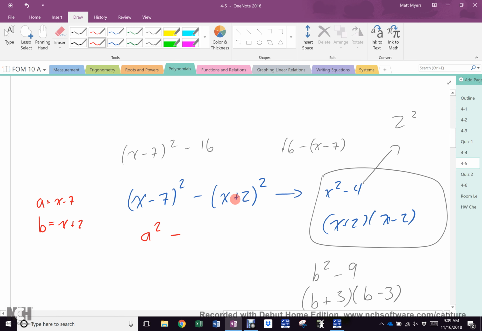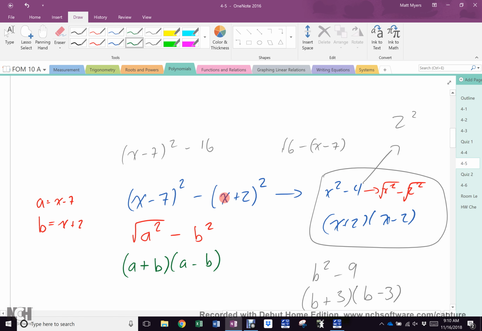What can I write there? B squared. Now, isn't this exactly the same as this? Because this is x squared minus 2 squared. Something squared minus something squared, yes? And I know if I ever have that, I just square root both and write it out, correct? So what's the square root of A squared? A. Good job. A. Plus, what's the square root of B squared? B. And then what do I do? I write it again with a minus, correct?